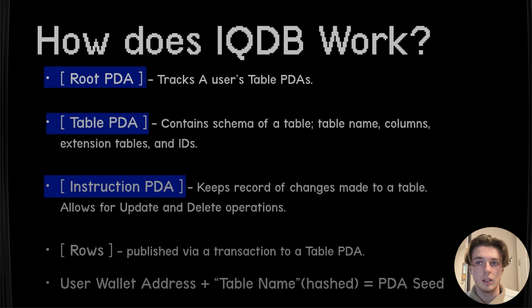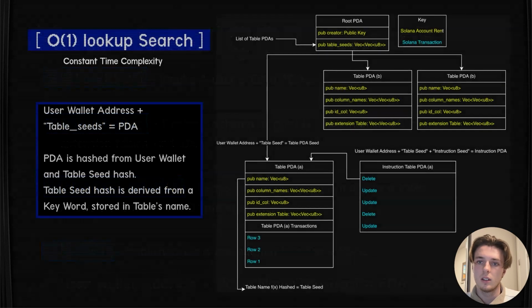For each table PDA, we create an instruction PDA. This PDA stores the update and delete history for each row. The IQDB uses operations embedded inside of transaction instruction details to write a database row to the table PDA. This method allows for full CRUD operations at a very cheap price.